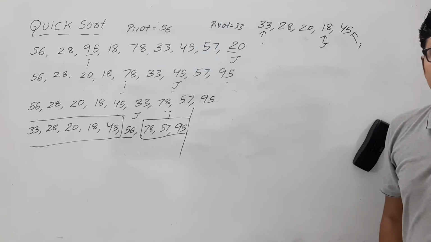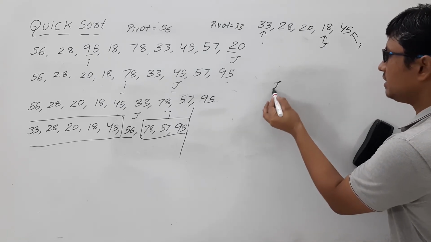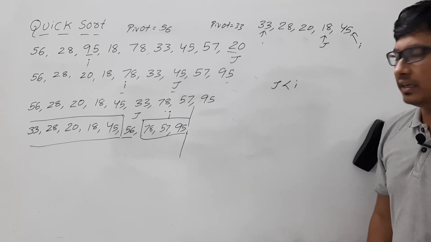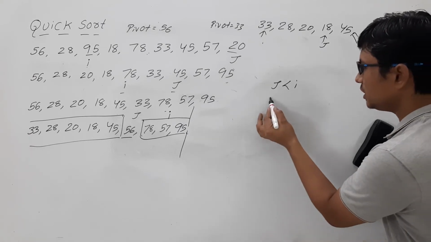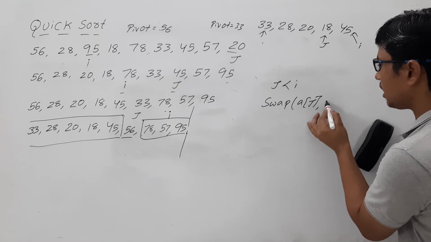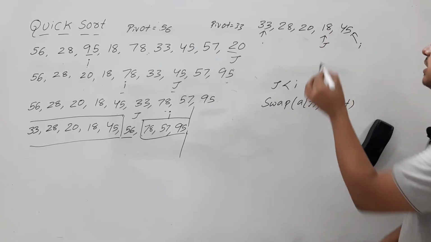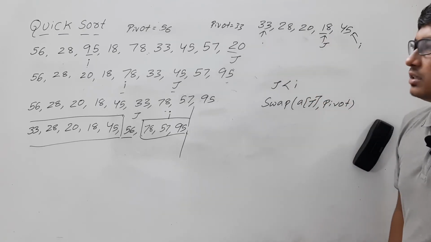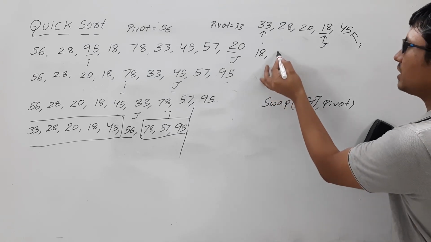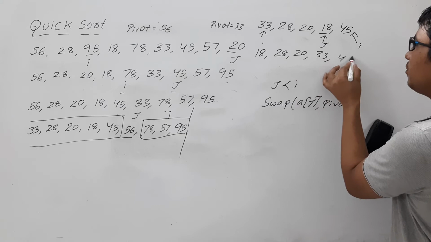I is pointing here. Now you look at what is the j value and I value. J is less than I. If j value is less than I, then what you need to do? You need to swap A of j comma pivot. Is it clear? So what is the A of j? 18 and pivot is 33. Those two you need to swap. So you will get 18 here and you will get 28, 20, 33 and 45.